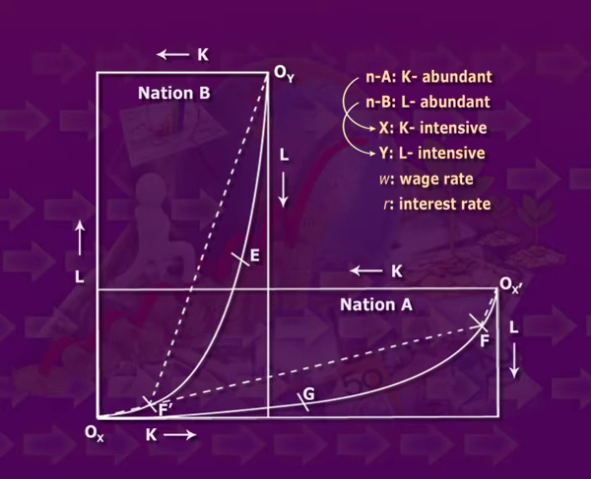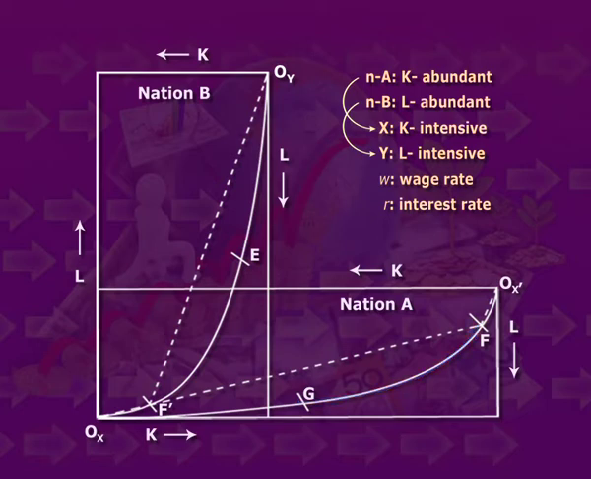At these 2 points, the KL ratio is the same in each commodity in both nations. It has been depicted by the slope of the dashed blue line from OX through points F dash and F for commodity X, and the slope of the parallel dashed blue lines from OY and OX dash to points F and F dash. As nation A moves from G to F, the KL ratio falls in the production of both commodities.